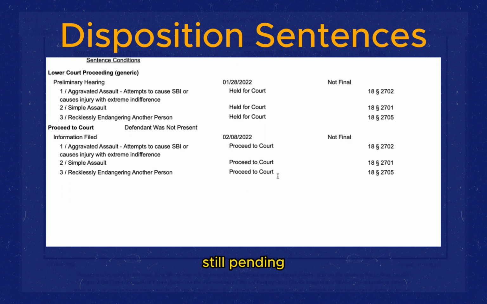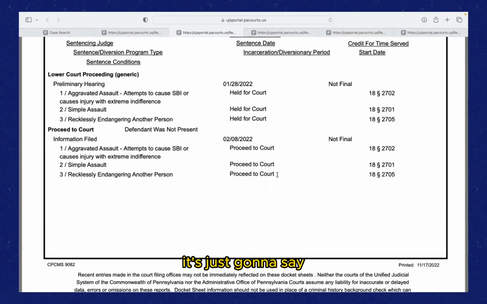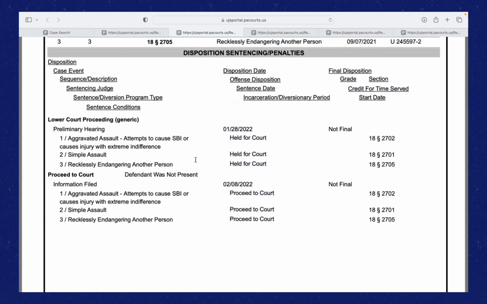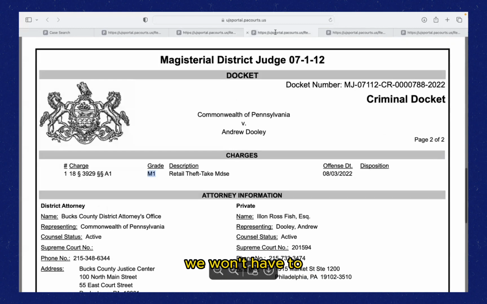But here, this case is still pending, so that's all it's going to say. It's just going to say everything's being held for court. Everything's pending. If at the preliminary hearing a charge got dropped, it would say that here as well. It'd say this charge was withdrawn, but we don't have that here. So we don't have to worry about that.